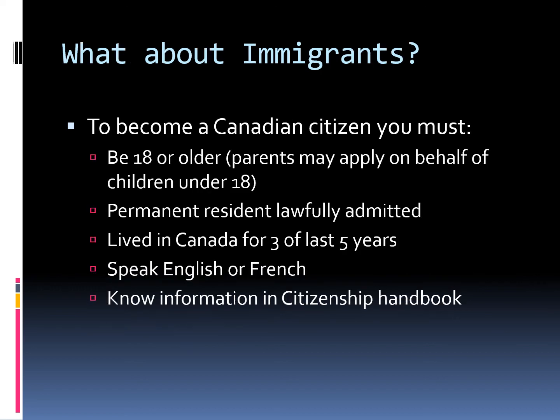How do immigrants become Canadian citizens? They must be 18 or older. Parents may apply on behalf of children under 18. They must be a permanent resident lawfully admitted to the country, have lived in Canada for 3 of the last 5 years, speak English or French, and know the information in the Canadian Citizenship Handbook.